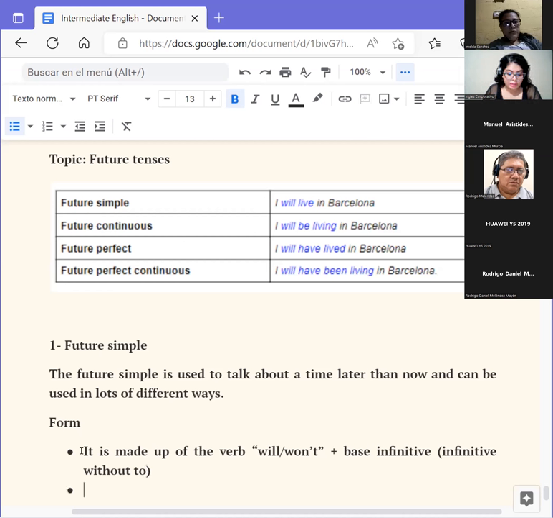Then, because will is a modal verb, it doesn't change depending on the person doing the action.